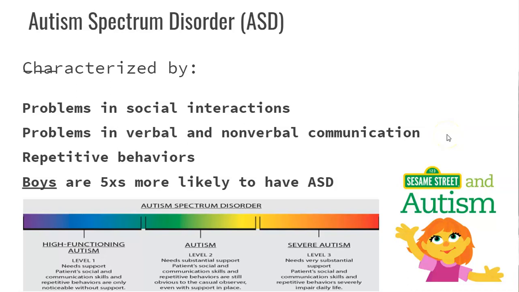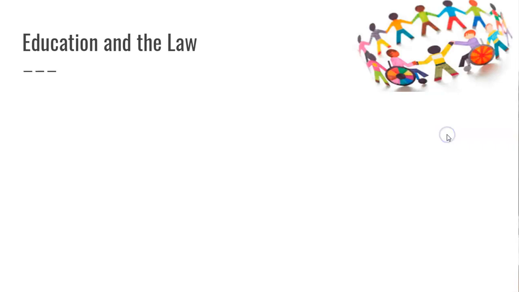Next up, we're going to talk about education and the law. As you know, children can have various disabilities in the classroom, so it's important that the government actually has laws in regards to educating these students, to make sure that they are able to learn in the best environments and get a chance to learn, just as neurotypical children are able to learn in the classrooms.